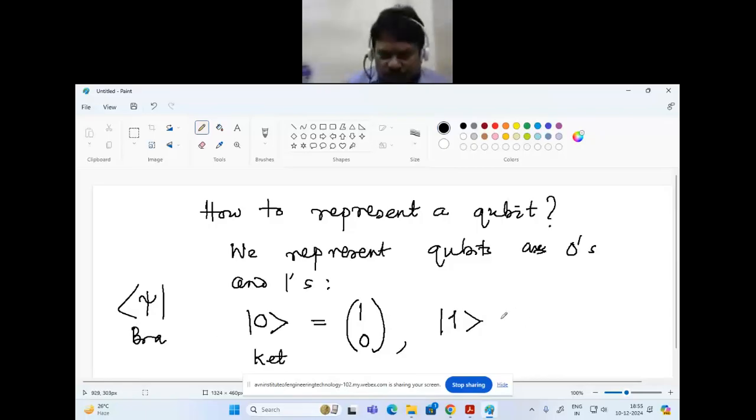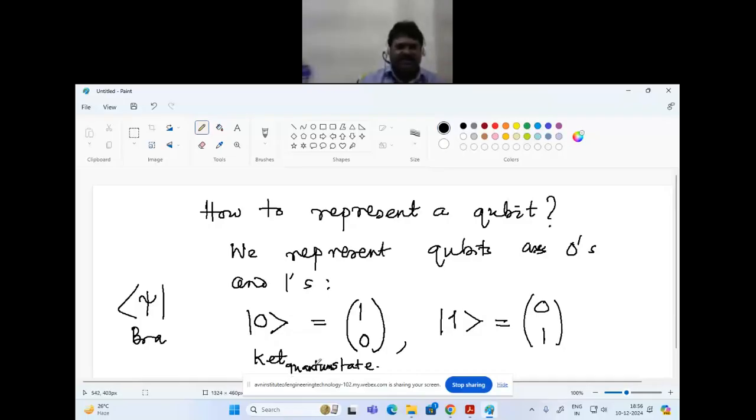Is equal to 0, 1. That means when we put it like this as input, the computer will understand the actual 1, 0 vector. This is called a state, quantum state.